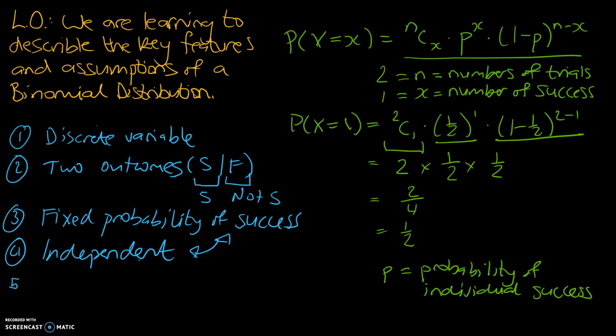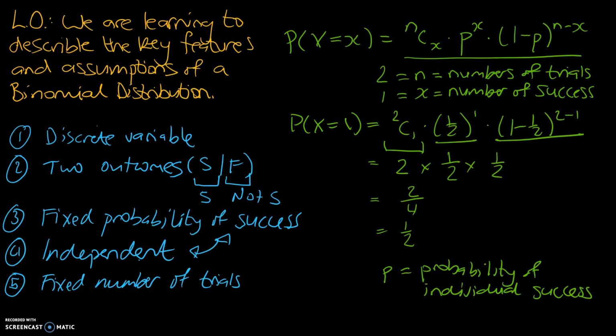And the last one is there has to be a fixed number of trials. So we can't just say what's the probability of flicking a coin until I get a heads. That doesn't really work. There has to be a very limited number of trials. In our case, it was 2. If we used 3 coins, it would have been 3. If we had 100 coins, our number of trials would have been 100. So those are all really important.